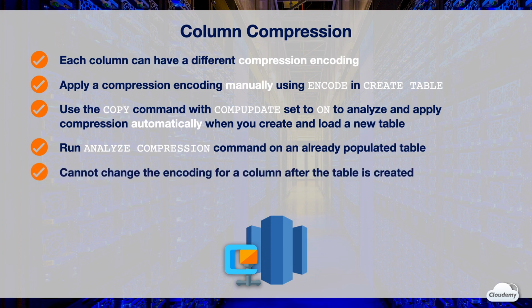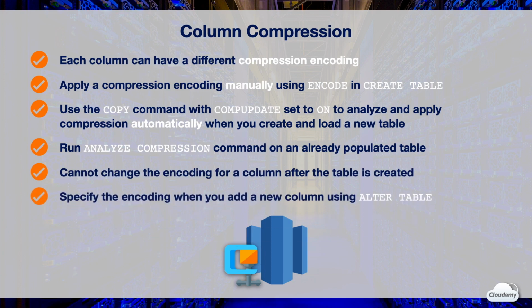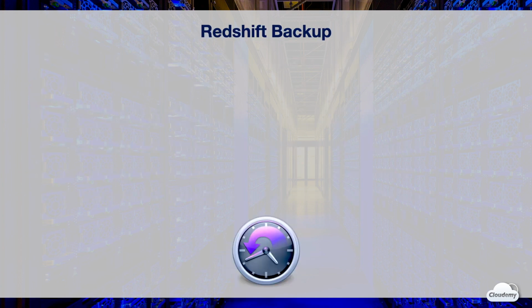You cannot change the compression encoding for a column after the table is created. However, when you add a new column to the table using the alter table command, you can specify the encoding for the column. Redshift offers two types of backups, automated snapshots and manual snapshots.